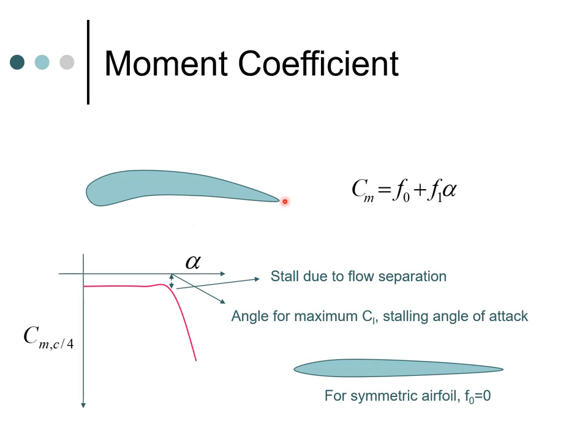Now let's look at the third graph, and that is the pitching moment coefficient. So again, if we have a cambered airfoil, the pitching moment coefficient is going to look somewhat like this, and we can write it in this manner: F0 plus F1 alpha in this region here. Again, there is a stall due to flow separation, and the pitching moment goes down like this. So typically the pitching moment has a somewhat negative value for a cambered airfoil, and again the stall takes place here. Now if you have a symmetric airfoil section, F0 would be 0, so this line would be here, and then it would go down here.